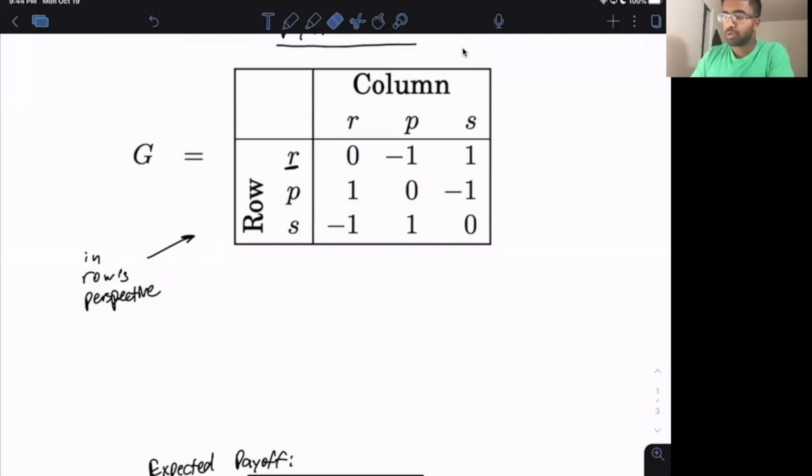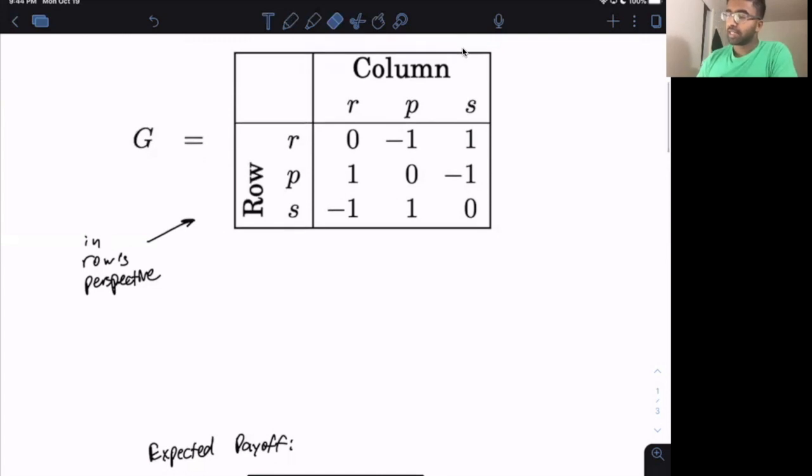So if row just plays a really simple strategy, like playing rock every time, that means it's going to be really easy for column to beat row every single time. And so that's why it would make sense for row to switch things up, right? That's why anytime you play rock paper scissors, you're not just going to play the same element every single time. You're going to switch it up, right? And so that's where probabilities come in.